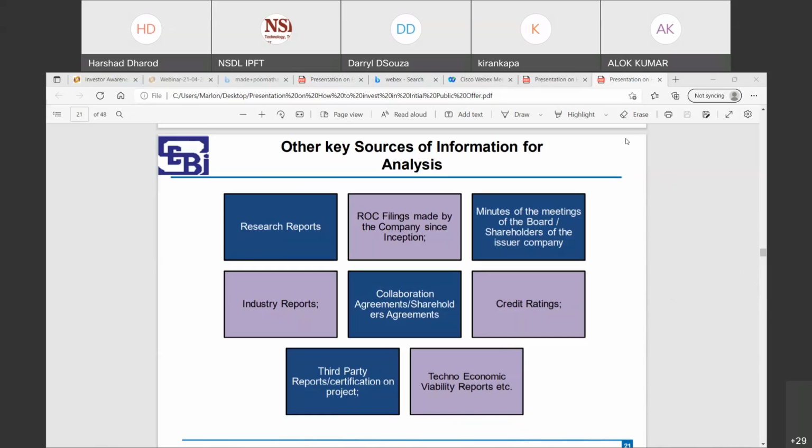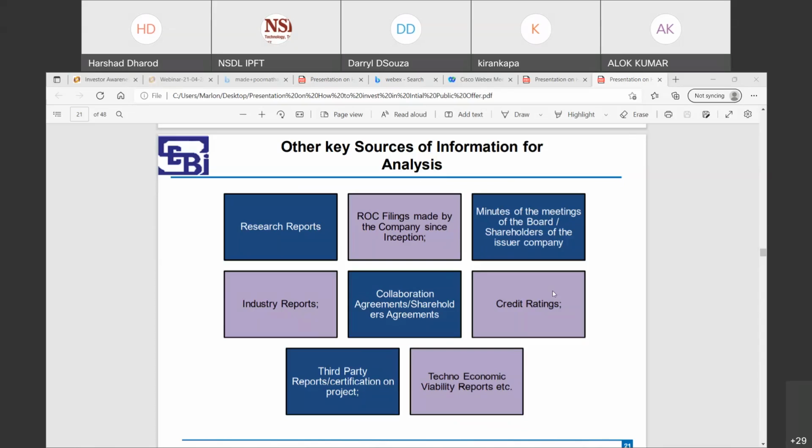Then the ROC filings made by the company should be inspected. So what are the ROC filings? Till now the company was an unlisted company, so they have to comply with the normal regulations of the Companies Act. So you check whether the company has done all the filings with the ROC. What documents have they submitted, what are the memorandum and articles, you can go through that. So that if there are any lapses, you can understand the history of the company, how they are doing their corporate filings, and what corporate governance requirements they follow.